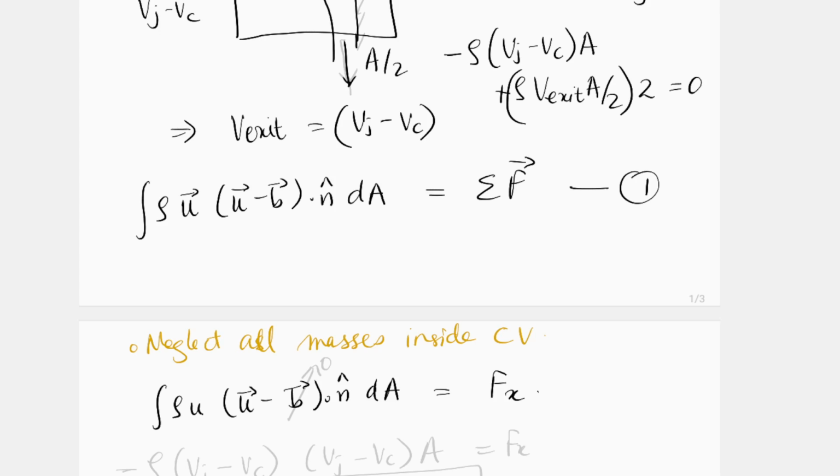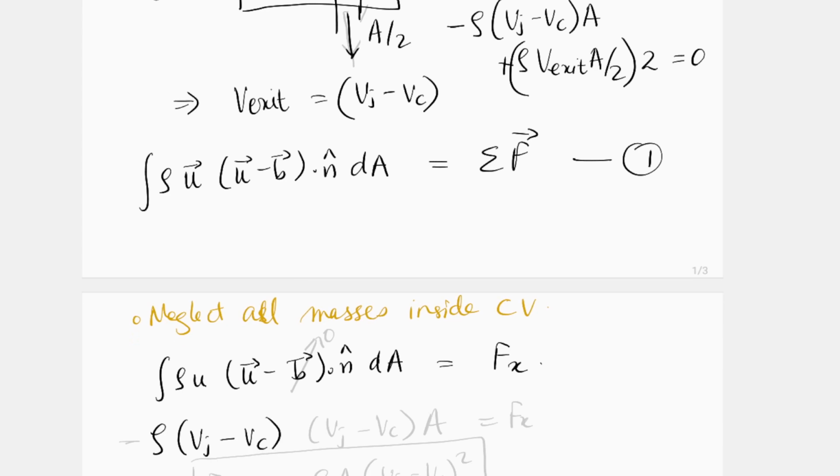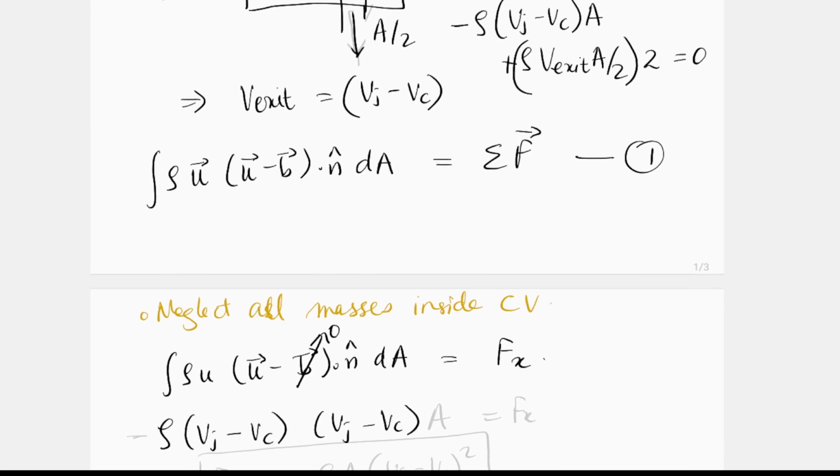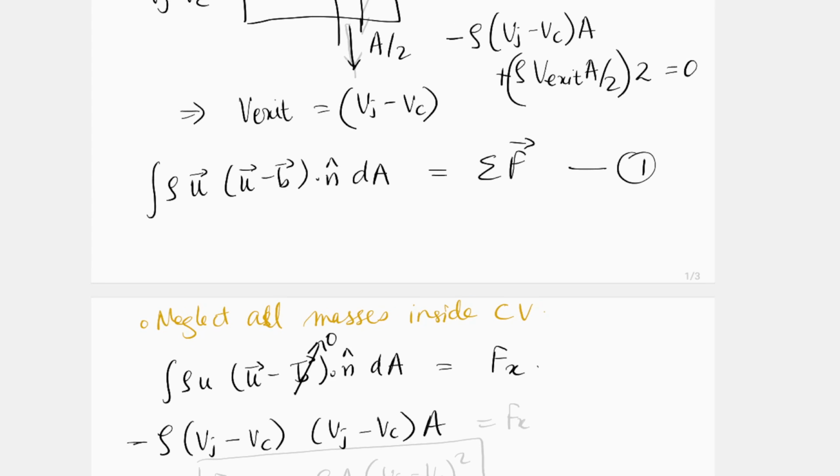In this control volume and in the frame of reference in which we are moving with the velocity of the cart, the first term, that is the inlet, will be rho (Vj minus Vc) times, so because this b will be 0 in this frame, it will be simply Vj minus Vc times the area, but there will be a minus sign.